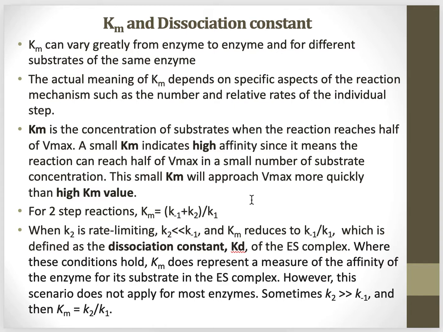Because Km is the substrate concentration at half of Vmax, what do we understand from the value of Km? For example, if the value of Km is small or low, it indicates that the enzyme has high affinity with the substrate. That means the rate of the reaction will be high and Vmax will be achieved much quicker.